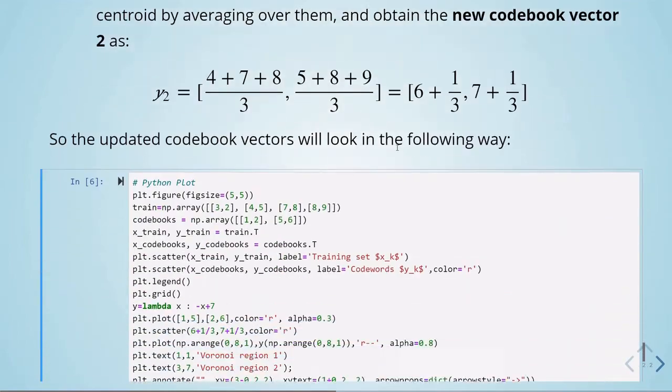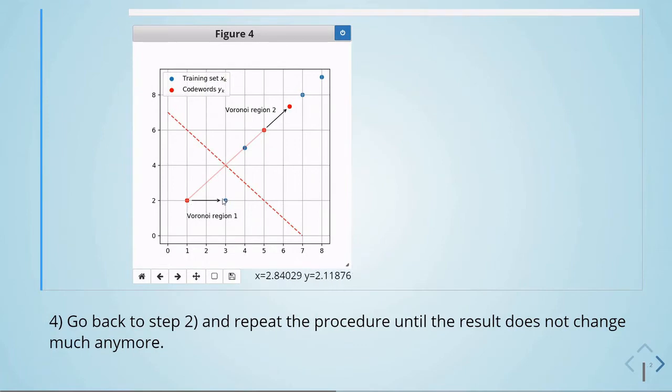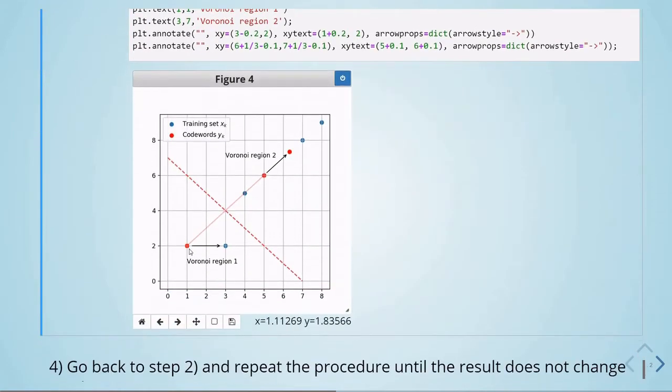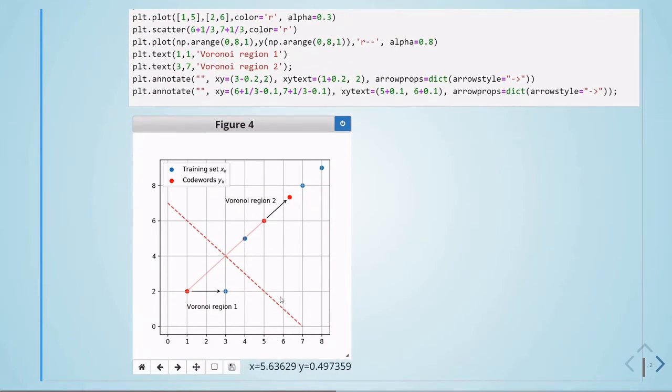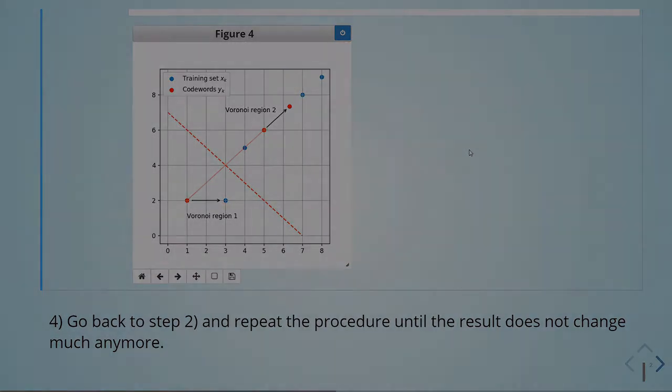And then if we update our plot, we see that the new codebook vector moves to this one here. So in Voronoi region 1, as we calculated, the new codebook vector becomes x1, so it moves to here. And for Voronoi region 2, it goes down, the value is 6 plus a third and 7 plus a third, so it moves there. Then we can draw a new boundary line here, and we go back to step 2, and we repeat this procedure until the result does not change anymore.